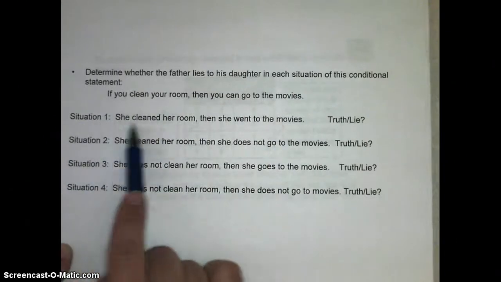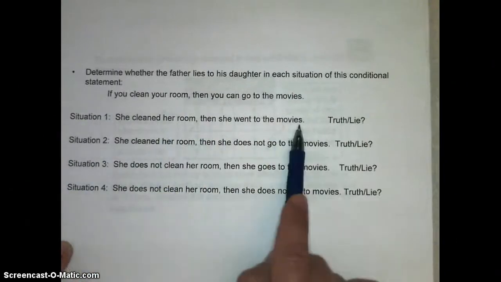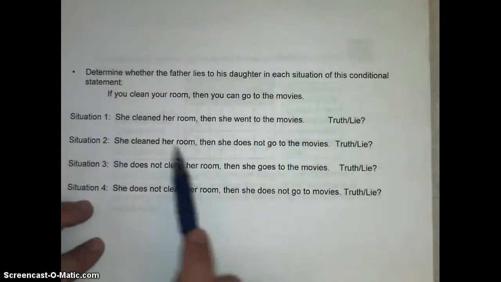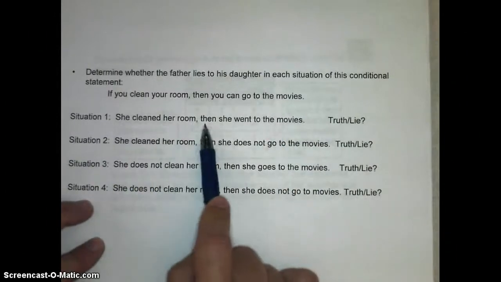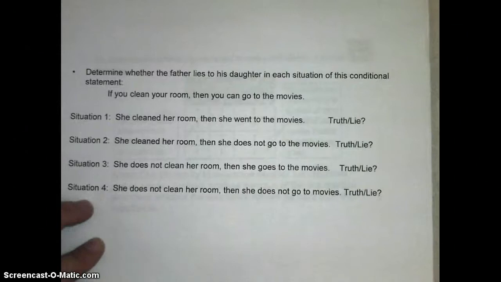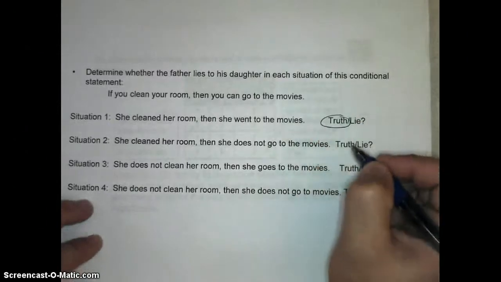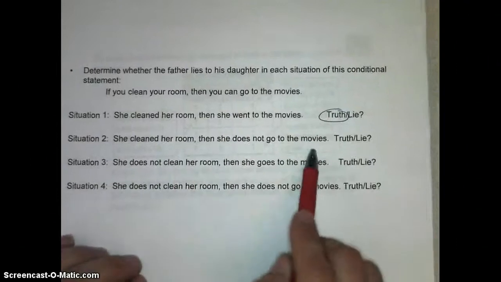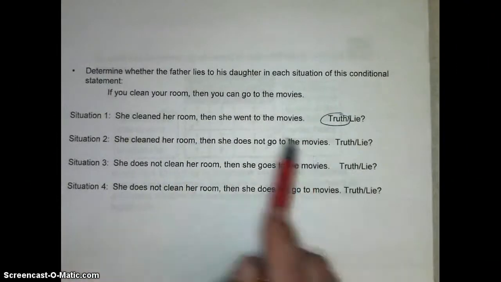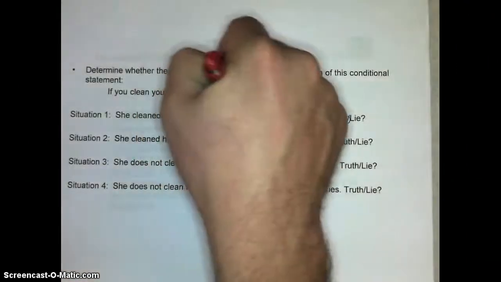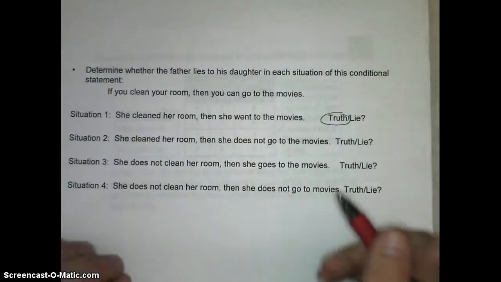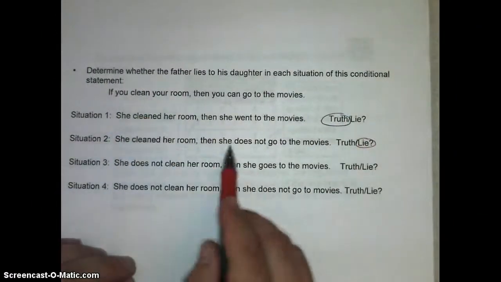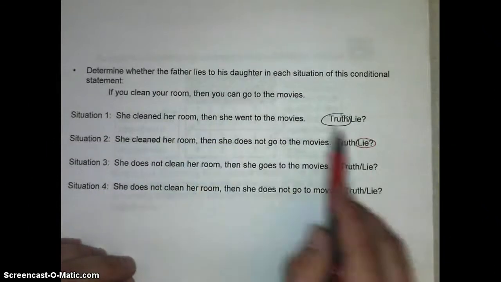Situation 1, the daughter does clean her room and she went to the movies. Well, we can verify that the father was telling the truth. She met her condition. She received the reward that he said she would get. So the father was telling the truth. However, situation 2, she cleans her room and she doesn't get to go to the movies. He says no. Well, that means his previous statement was a lie for the purposes of this argument. So, because she met her condition, the conclusion of that statement was actually false, and so we can say that's a lie.